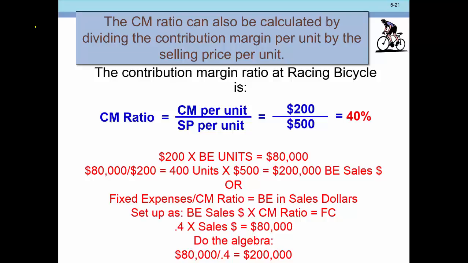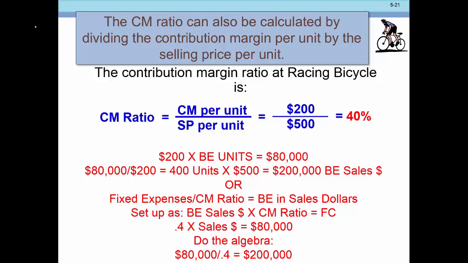But what I could have done was take my fixed expenses and divide that by the contribution margin ratio. I'm telling you to set that up as break-even sales dollars times the contribution margin ratio equals fixed cost, because we're saying 40% of each sales dollar first has to cover fixed cost, and then we can do the target profit as well. If you divide each side by 0.4, you get the same answer, don't you? Your break-even sales is going to be 200,000.